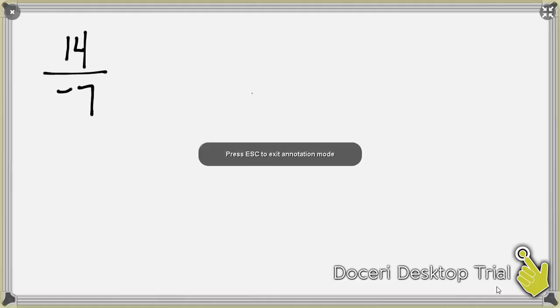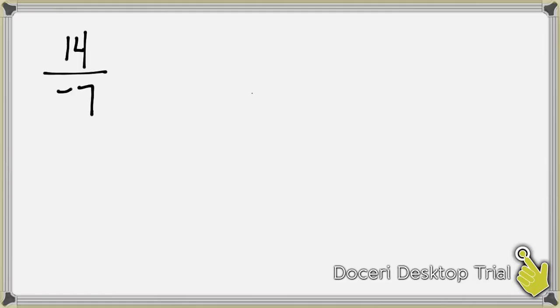All right. 14 over negative 7. I just told you that that fraction bar means division. So that's really like saying 14 divided by negative 7. So the same rule applies. You're just going to divide like normal, pretend like there's no negative sign. So we're going to say 14 divided by 7 is 2.